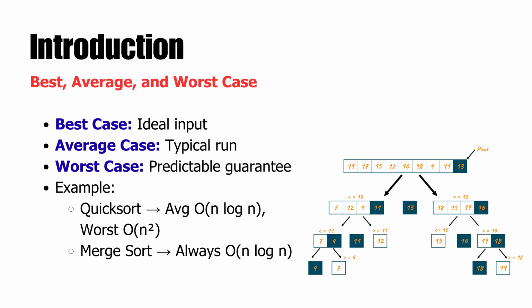Consider quicksort as an example. Its best and average cases are O of n log n, but the worst case can degrade to O of n squared. In contrast, merge sort consistently delivers O of n log n performance. Depending on your application, predictability might be as important as raw speed.